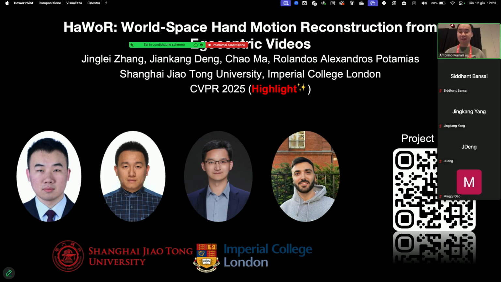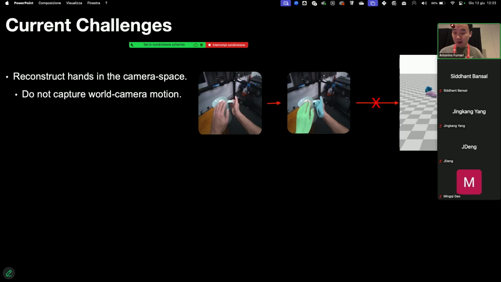Hello everyone, today I will present our work, World Space Hand Motion Reconstruction from Egocentric Videos. Let's start by looking at the current challenges in 3D hand pose estimation and reconstruction. Most existing methods reconstruct hand poses in camera space. However, they ignore the motion of the camera itself, so the world camera motion is not captured.